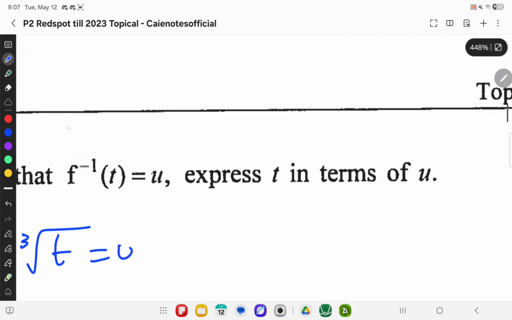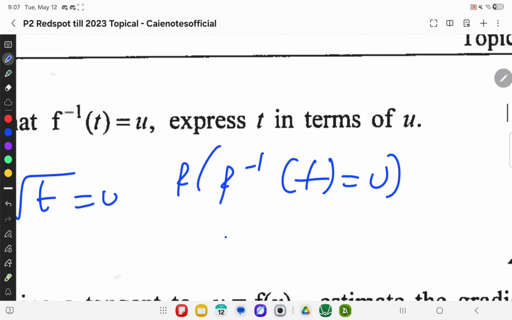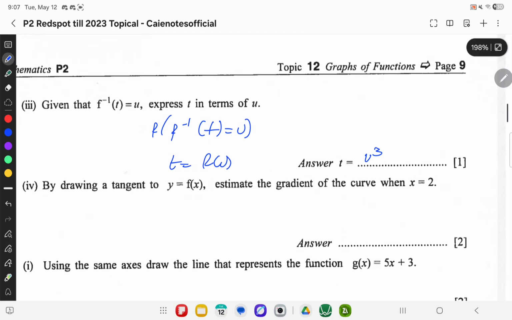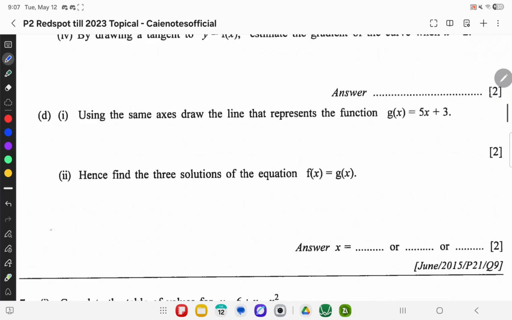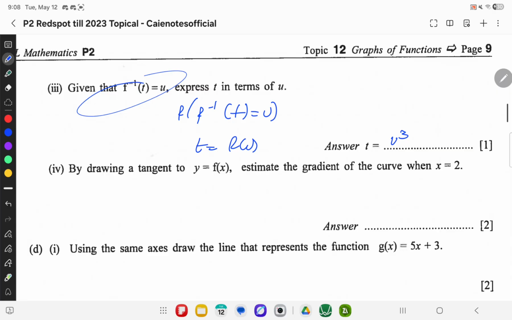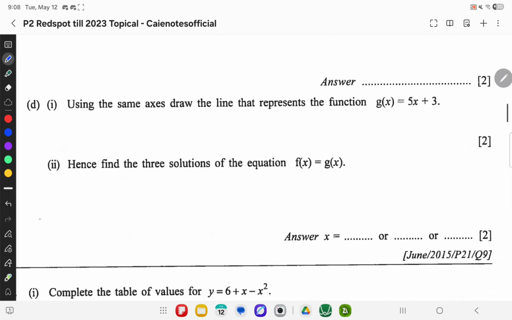Remember, we can just do the same thing here. F of f inverse of t is equal to f of u. So this gives us t is equal to f of u, which equals this value as well. No need to find inverses and stuff. For questions like this, if we have an equation with an inverse, then just apply the normal function on both sides and you're good.